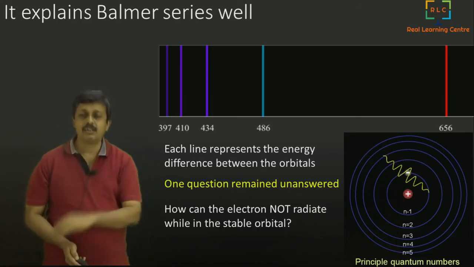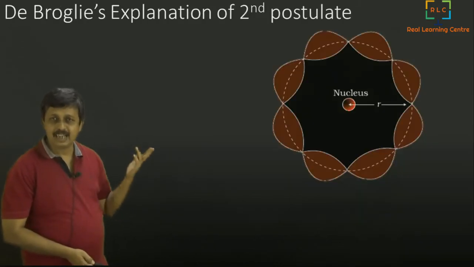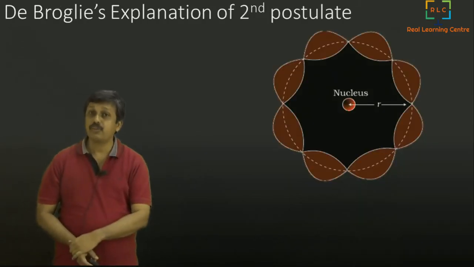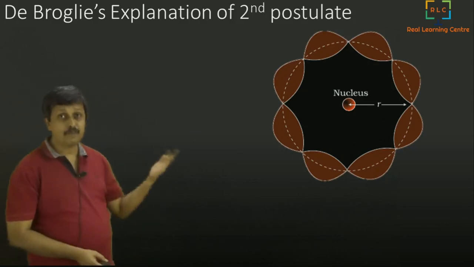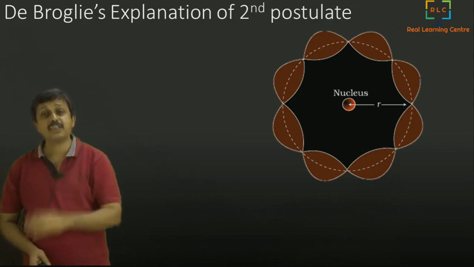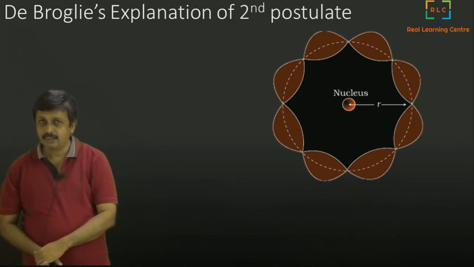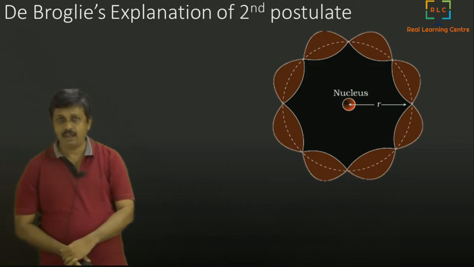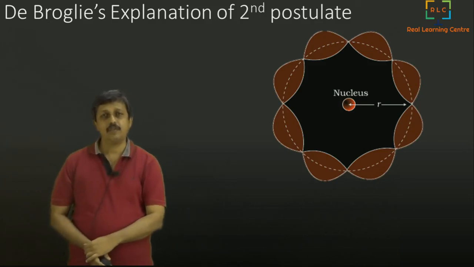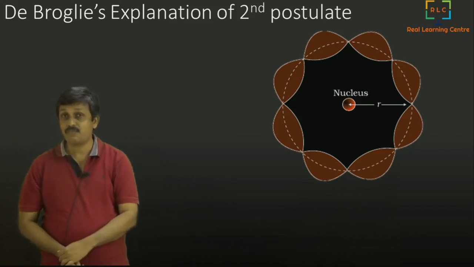Later he worked and improved his theory with many other people. One of the improvements came from de Broglie. He gave an explanation of Bohr's second postulate, which said that in the stable orbits it doesn't emit any radiation. De Broglie came with this idea, saying that the electron can also be seen as not just a particle but a wave.